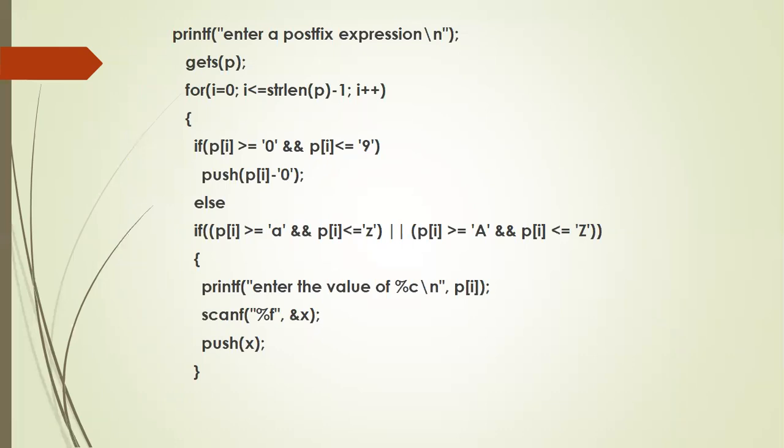It will take the value of P of i. P of i, what is there? 5. So it will take the ASCII code of 5 because P is declared as a string type. The ASCII code of 5 is 53, whereas the ASCII code of 0 is 48. So I'm taking the ASCII code of P of i, that is 53, minus the ASCII code of 0, that is 48. 53 minus 48, how much? 5. So now the character type is converted into integer type. Now 5 is pushed.